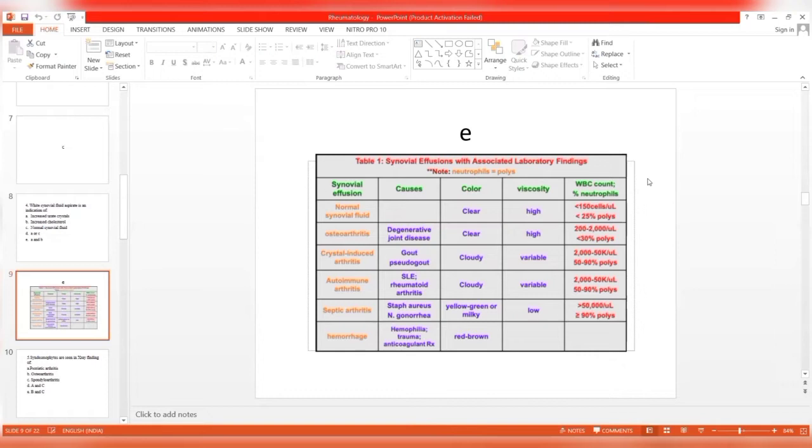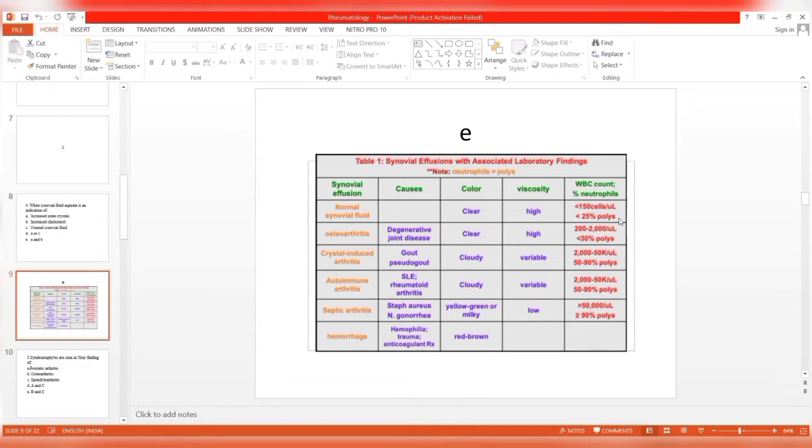So, regarding the normal synovial fluid, color is clear. And in Davidson, it is said that sometimes it is straw colored or light yellow colored. So, normal synovial fluid is colorless, viscosity is high, and WBC count is less than 150 cells, with 25% neutrophils. Okay.